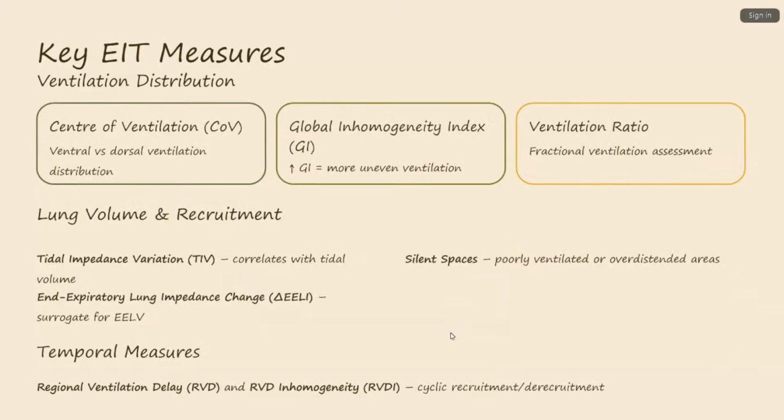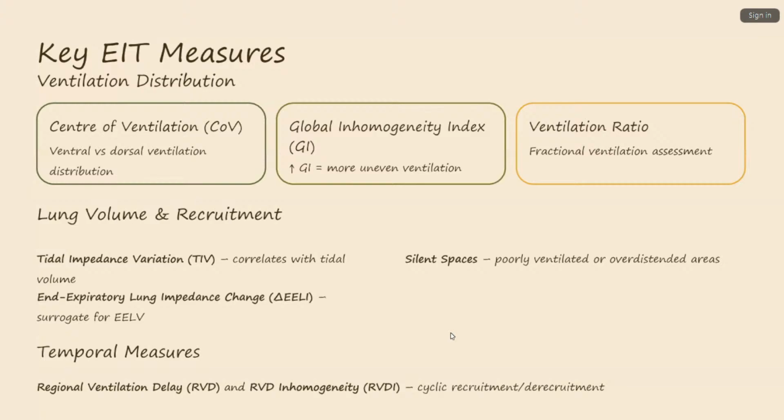So the key EIT measures are basically the ventilation distribution, where the center of ventilation, where we can see the ventral versus dorsal ventilation, also the distribution of ventilation in the different regions of the lung. Then the global inhomogeneity index, how even or uneven the ventilation is can be seen, and the ventilation ratio similarly. Then lung volume and recruitment.